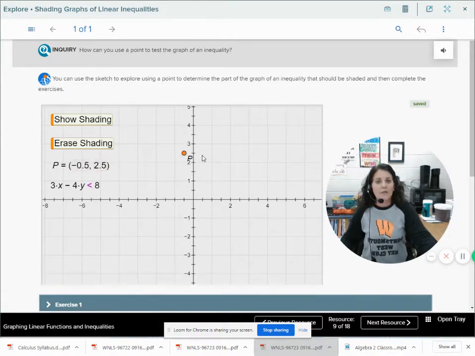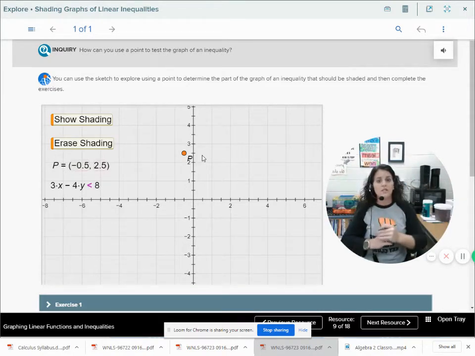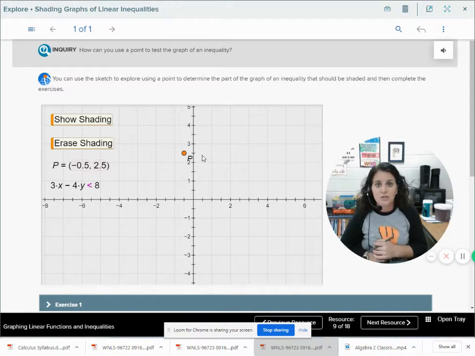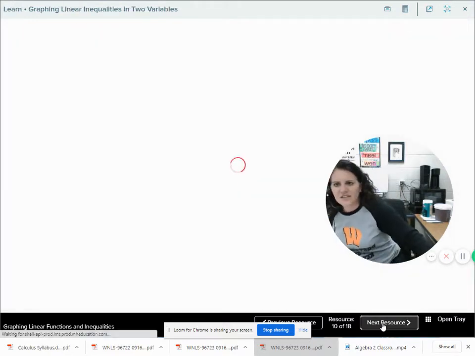So that's what happens when we graph. We have to decide which side of the line the points are on that make it a true statement. And whichever side they're on, that's the side that we shade. So that was the purpose of this activity.